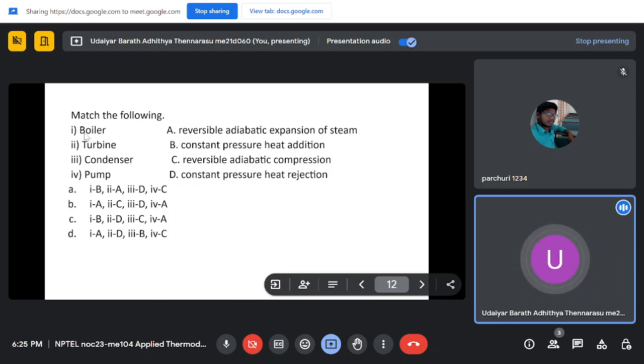You can say, boiler first is a constant pressure heat addition process, because you want heat to vaporize the fluid. So boiler 1 is B, and then turbine, there's a reversible adiabatic expansion. You're generating work, so fluid will expand and drive the turbine. So 2 is A, and then 3 condenser, you are rejecting heat, so constant pressure heat rejection, D. Then pump, you are giving in work and compressing, so reversible adiabatic compression. So the answer is option A.